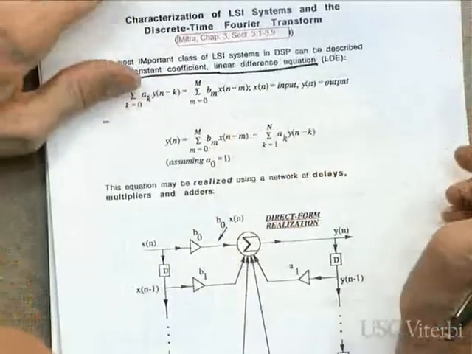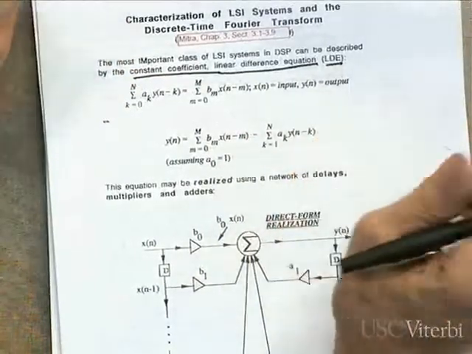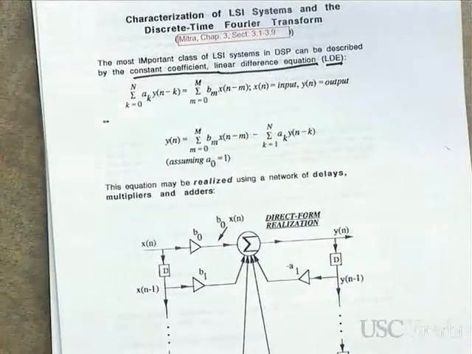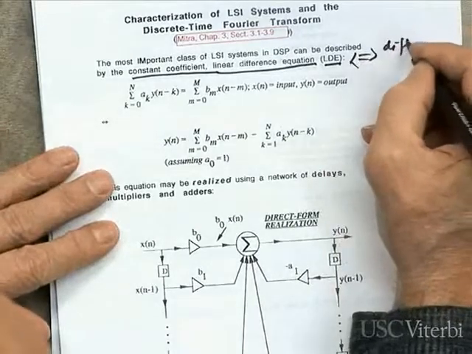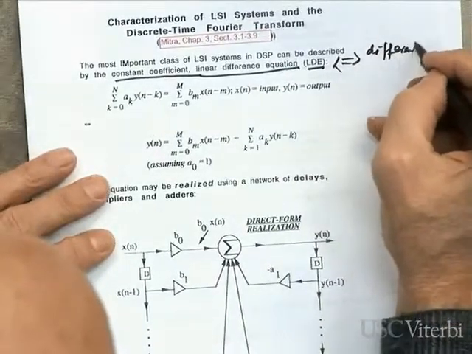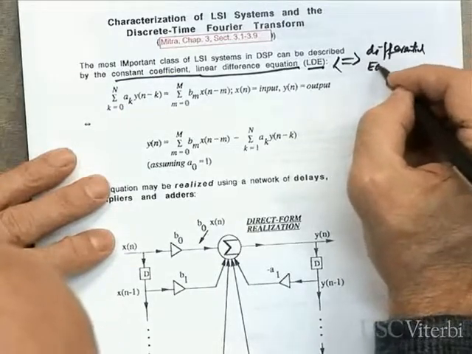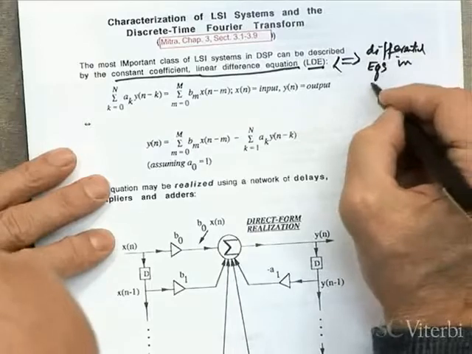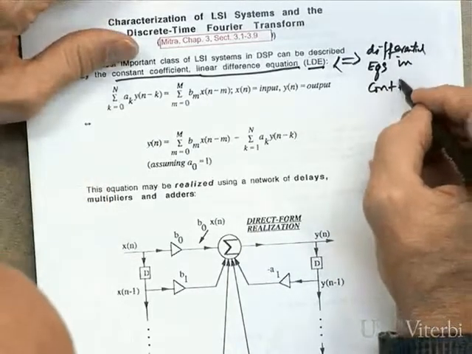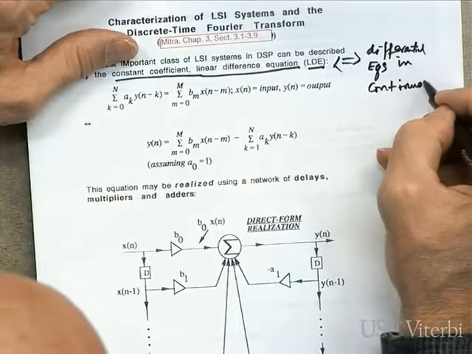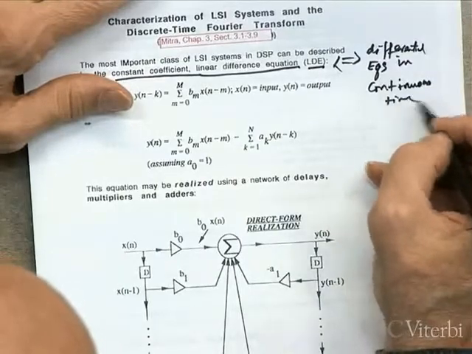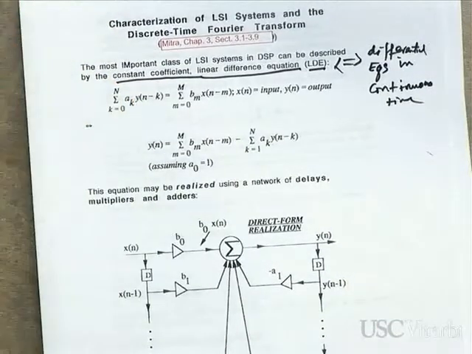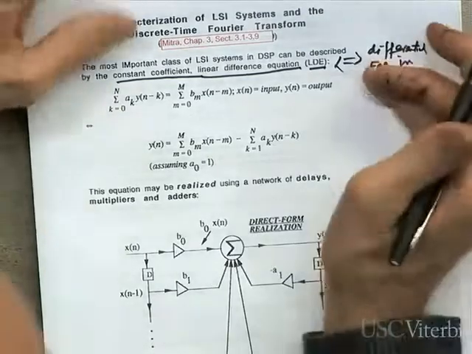Constant coefficient linear difference equations, or I sometimes call them LDE. And these are sort of analogous in continuous time to differential equations, which presumably you've had, diff EQs in continuous time systems. So again, your systems class, like the 301 or whatever it is, probably talked a lot about differential equations in continuous time. Well, in our discrete time signals, instead of differential equations, we deal with difference equations, not surprisingly.